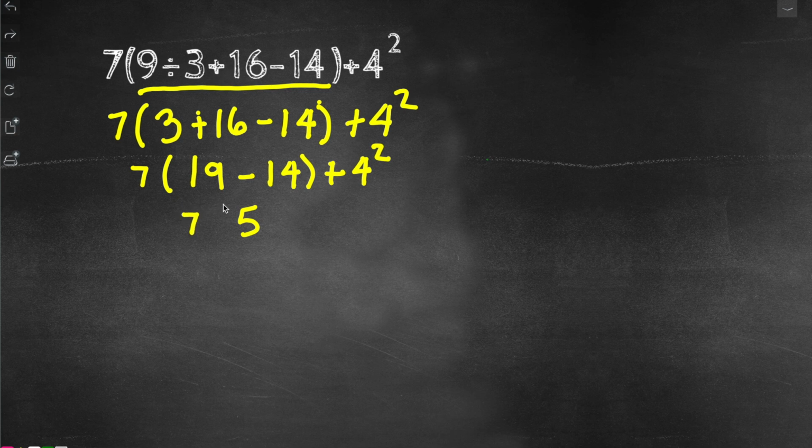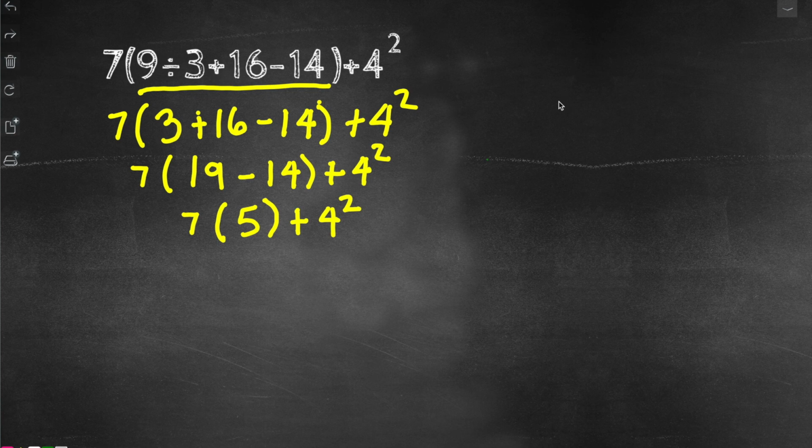So 7, and I can put my parentheses there. I usually like to do that. It just shows what my operation is going to be instead of changing it to a multiplication. Plus 4 to the power of 2. So now that I've done my parentheses, I have to go to my exponents, because PEMDAS, P-E. So now I need to do my next operation, which is exponents. So I have to do 4 to the power of 2.